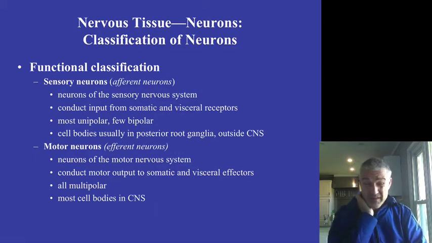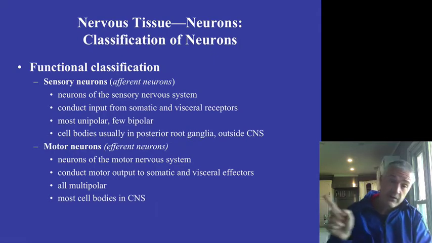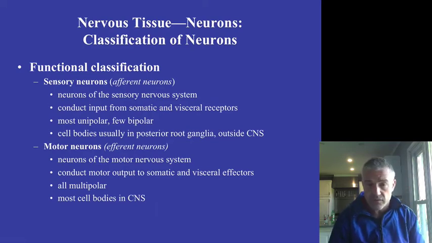Motor neurons are almost all multipolar neurons. These are taking information from the central nervous system out an axon to those muscles or other effectors. And then again, on this one, most of the cell bodies of these motor neurons are in the central nervous system, and it's mainly just the axon that's going out.